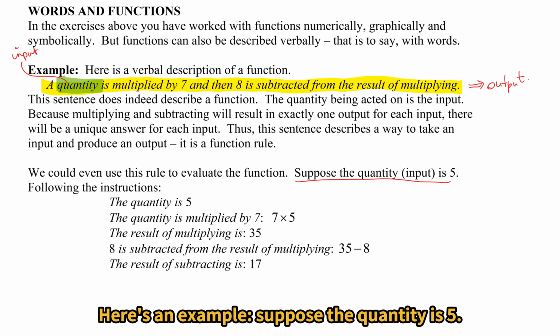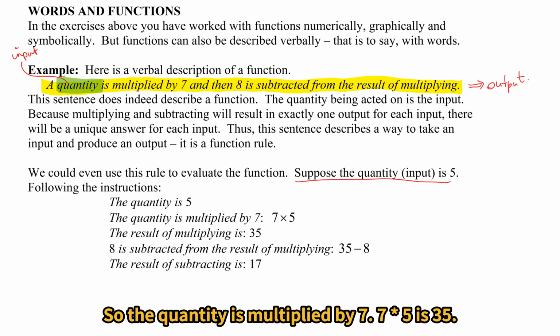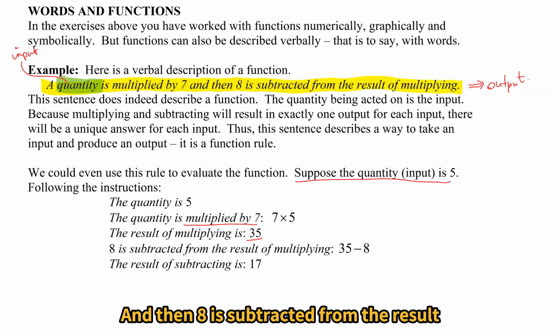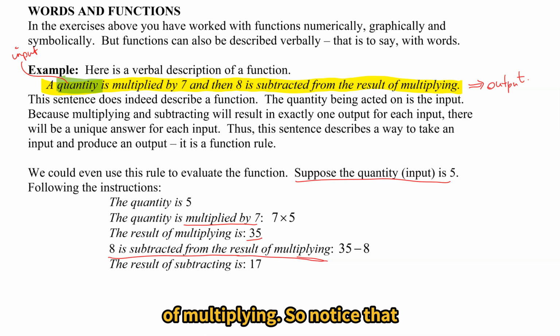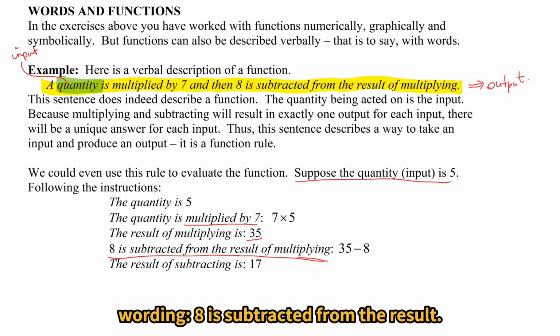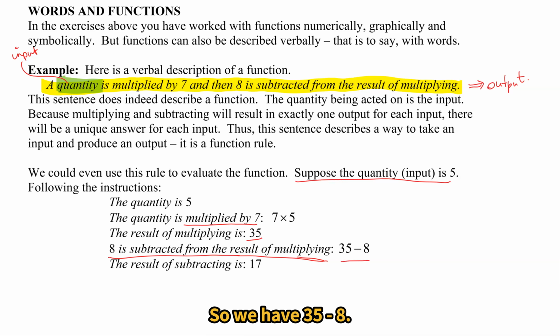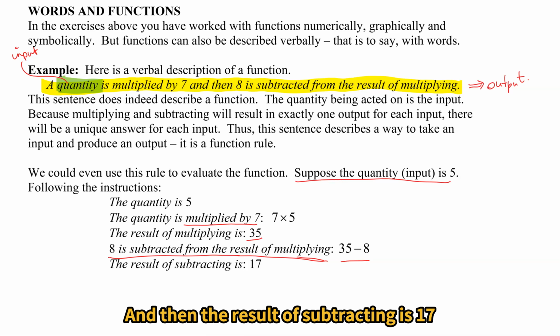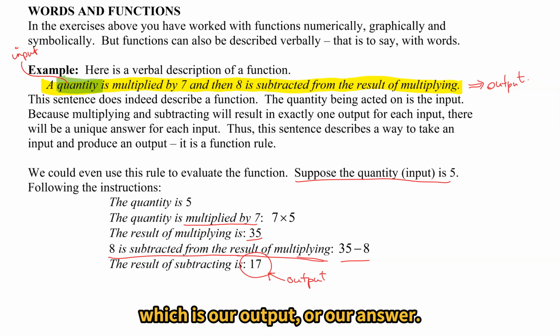Here's an example. Suppose the quantity is 5. So the quantity is multiplied by 7. 7 times 5 is 35. And then 8 is subtracted from the result of multiplying. So notice that wording. 8 is subtracted from the result. So we have 35 minus 8. And then the result of subtracting is 27, which is our output or our answer.